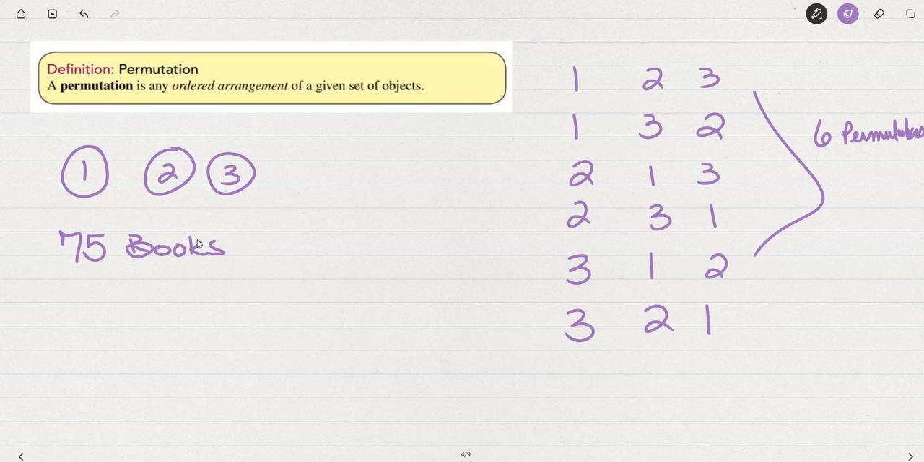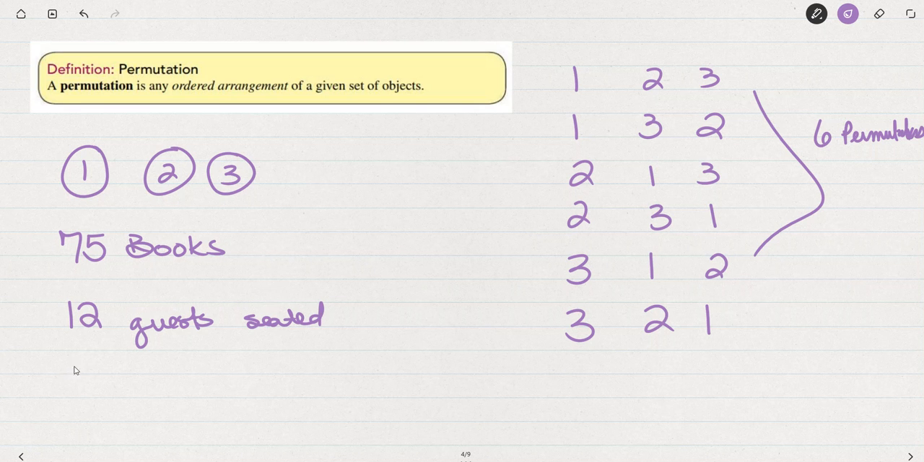Or what if I have 12 dinner guests, and these dinner guests are very picky about who they sit with or who they sit next to? How many different ways can those 12 guests be seated around your dinner table? Whether your dinner table is a square, a rectangle, a circle, or an oval, the number of different arrangements is the same. The number of ways we could seat those 12 guests is going to be a permutation.